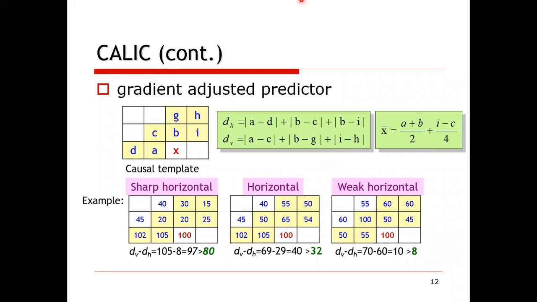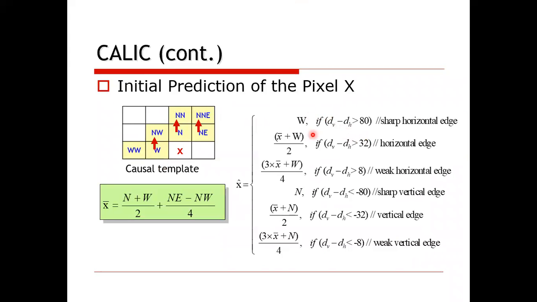Just apply the formula, the pseudocode. If dB minus dS is greater than 80, then you will pick up W. If dB minus dS is greater than 32, it becomes a horizontal edge, and the predicted value of the given pixel will be x bar plus W by 2. Here x bar is (N plus W) by 2 plus (NE minus NW) divided by 4. Just apply the formula. It is a pseudocode which is used by Cayley, not my approach, for calculating the predicted value of any given pixel x. In this way, you will find the predicted value of the given pixel in the Cayley technique.